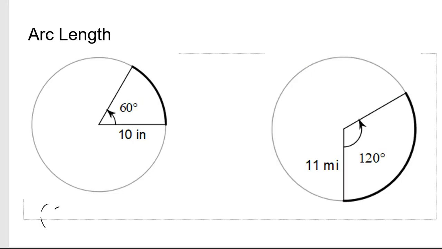Alright, this one we got radius equals 10, and my angle equals 60, so let's take 2 times pi times 10 times 60 over 360.